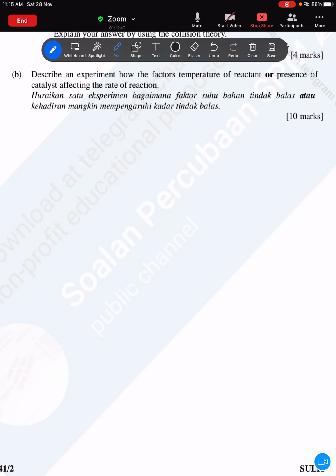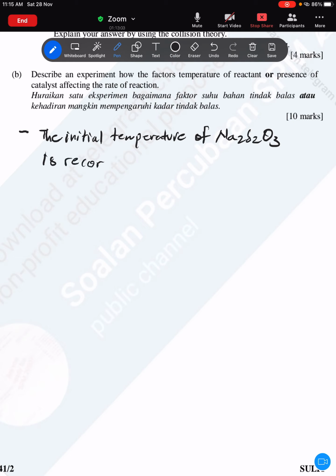The next one will be the third point. The initial temperature of Na2S2O3 is recorded. Do you see I am being very detailed, A to Z, step by step? This is how to answer section C.